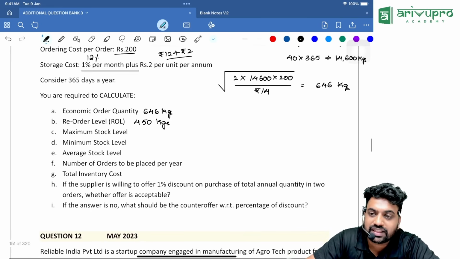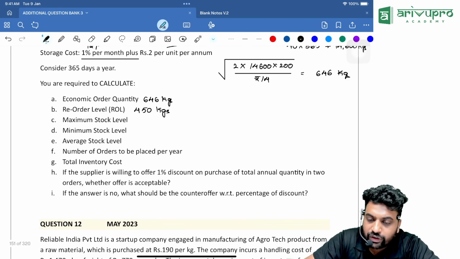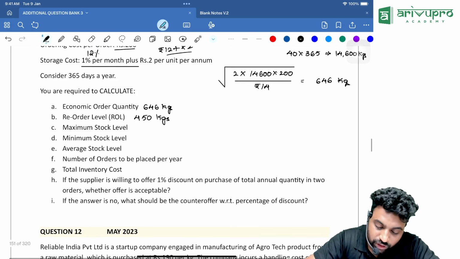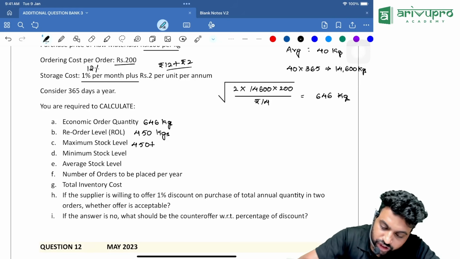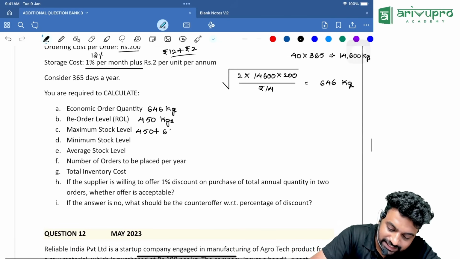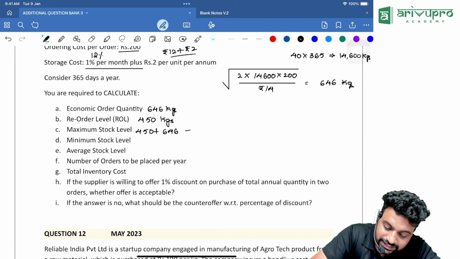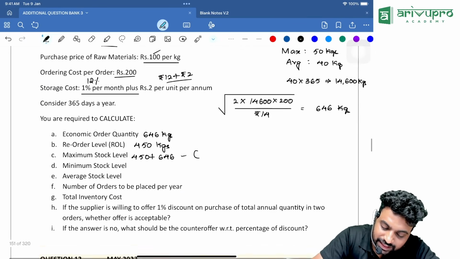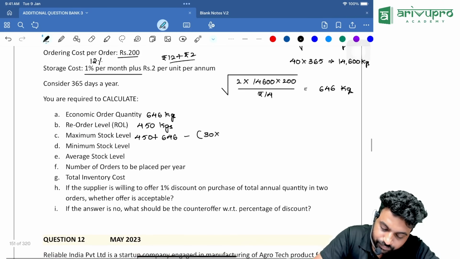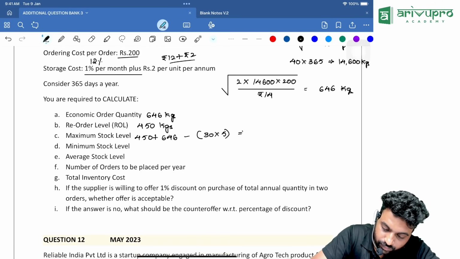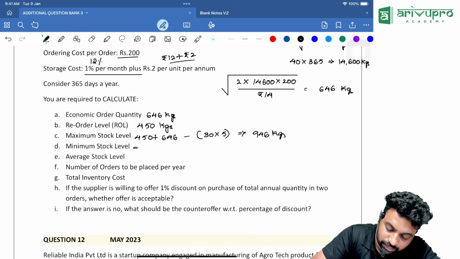Maximum stock level is nothing but ROL plus ROQ minus average minimum into minimum. ROL is 450. ROQ is 646 in this case. Minus minimum into minimum. Minimum is 30 kgs and minimum lead time is 5 days. 946 kgs. They are asking minimum also, that is reorder level.